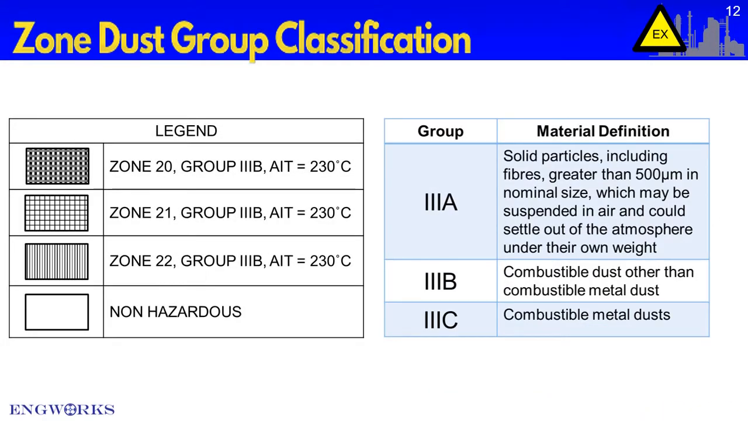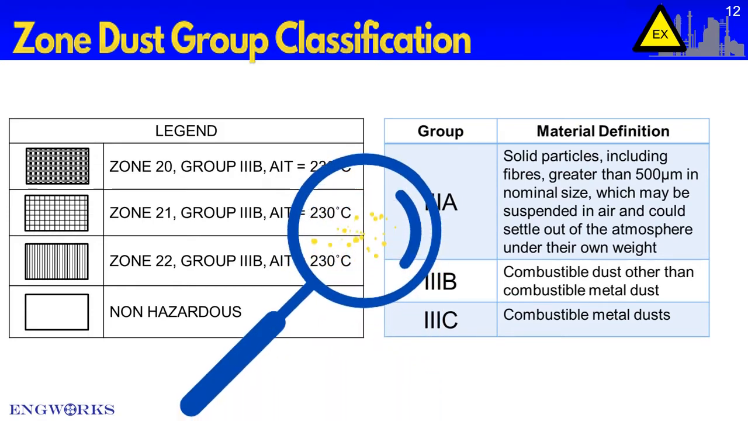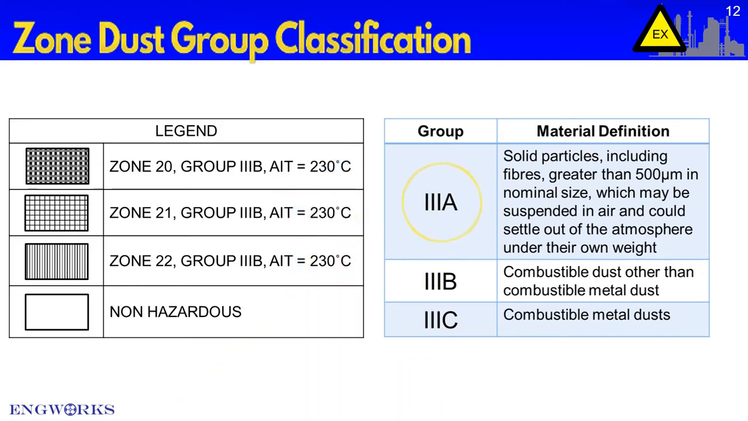For combustible dust hazards, the group classification refers to particle size. Group 3A applies to ignitable fibers. Group 3C applies to combustible metal dust. And Group 3B covers all other combustible dust applications.